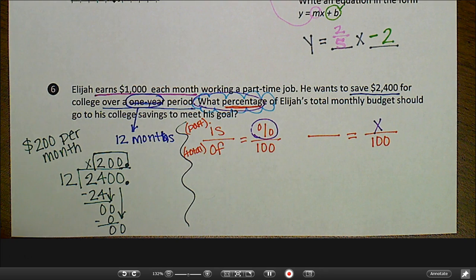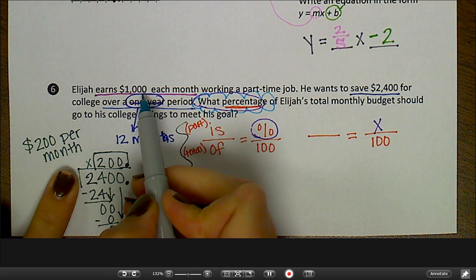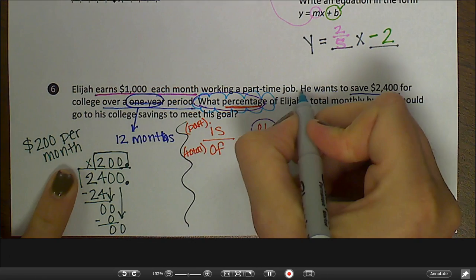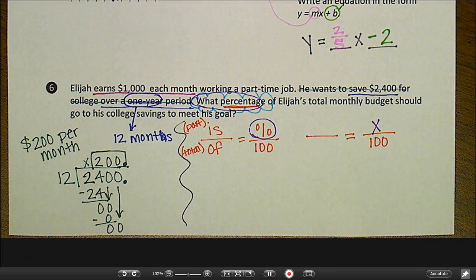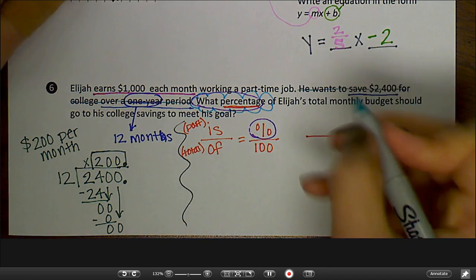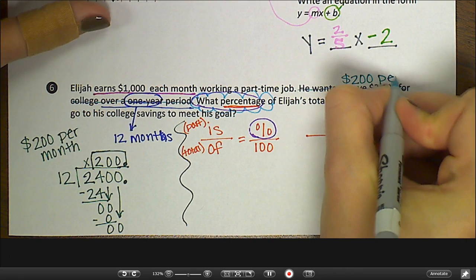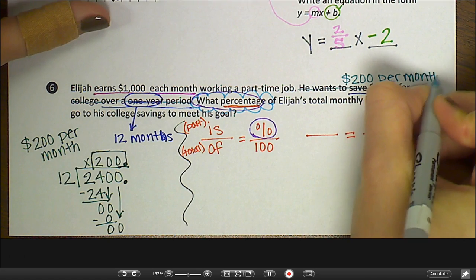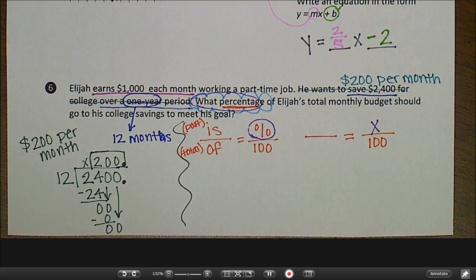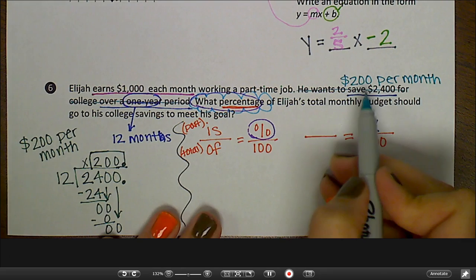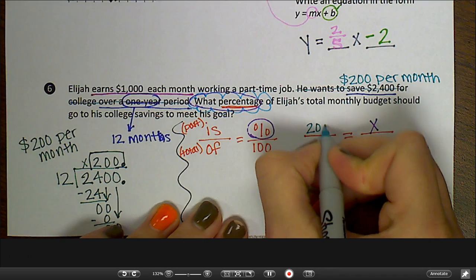Next, I need to decide, I need $200 per month, and I make $1,000 per month. I don't need any of this anymore, because that's how much he needs to save over 1 year. All we care about is monthly. So what I could do is say he wants to save $200 per month. That's all that matters now, how much he needs per month. So which one of these is our part and which one is our whole? Well, $200 is the part that I'm going to be saving, so I'm going to put that on top.